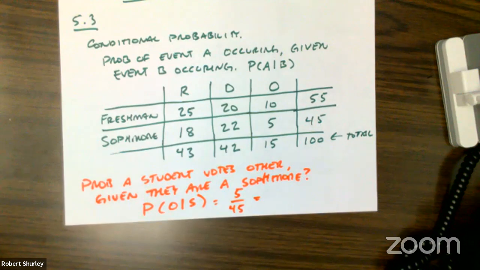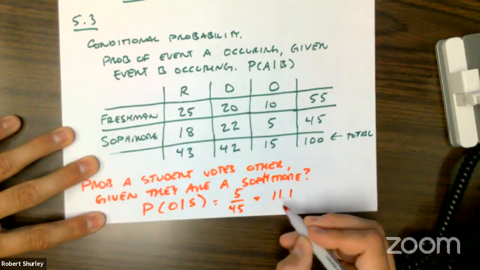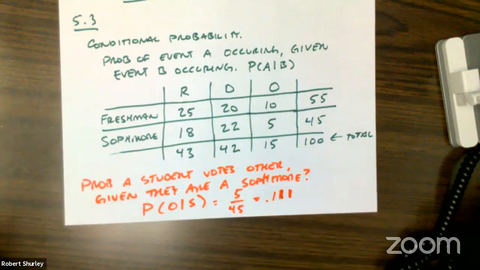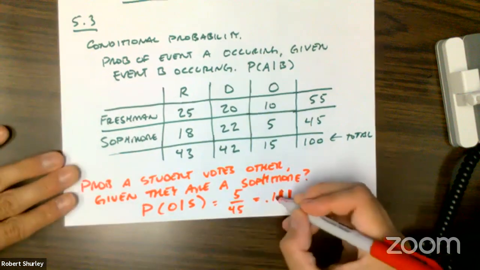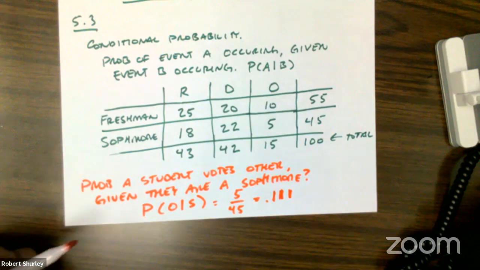So if we do the math here, 5 divided by 45, 11.1%. Or, I shouldn't write it like that. 0.111. Because the probability a student votes other given they are a sophomore is 0.111, okay? 0.11, 11.1%. That they are an other voter given that they are a sophomore, okay? That's where this is coming from.